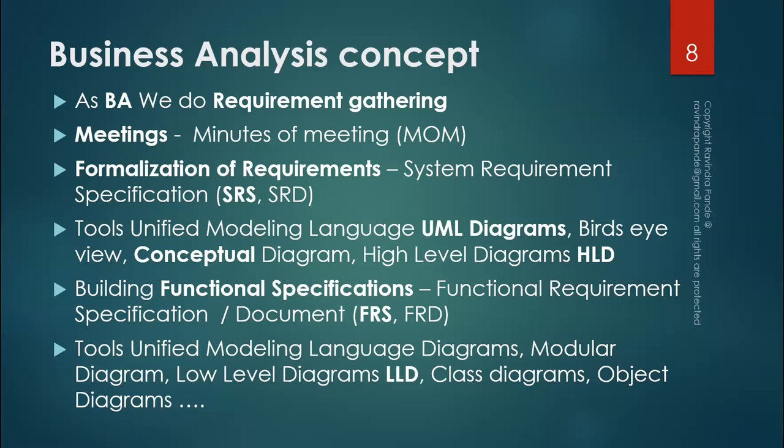As a BA, we do requirement gathering. What is requirement gathering? We try to understand the vision. We might sit with the CEO, CTO, the visionary leader of an organization, and he or she will share this thought process with you. And from that thought process, you try to understand the vision and the background, and try to create some requirements. And this is what we call requirement gathering.